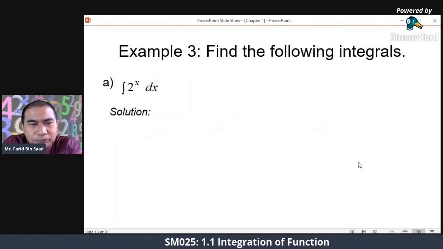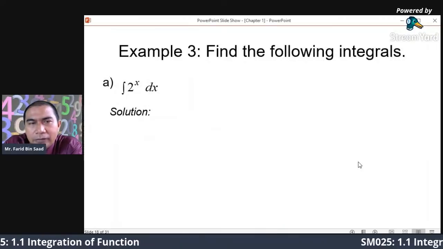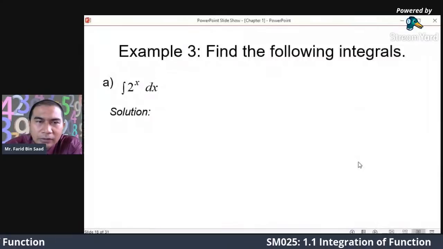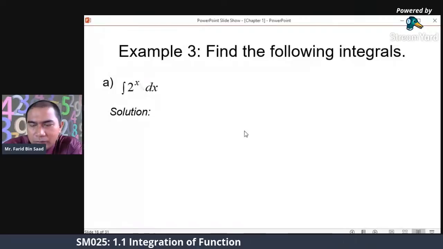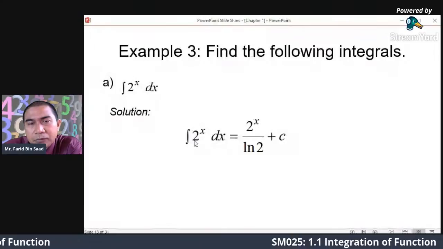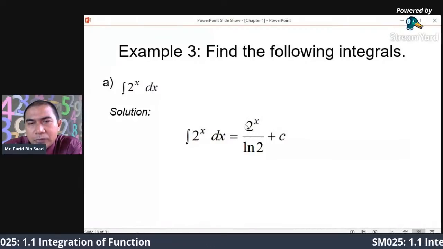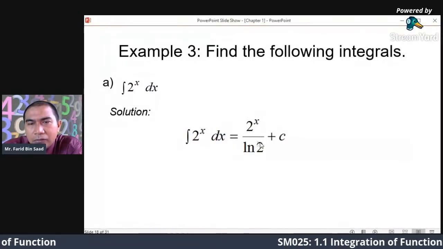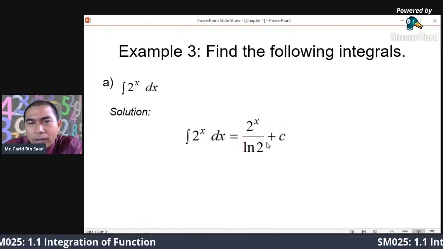Example 3. Find the following integrals. Integrate 2 power of x dx. There is base 2 here, and the function f(x) is equal to x. You can use the formula if you remember it. So integrate 2 power of x dx is equal to the question itself, 2 power of x, divided by ln to the base, base 2, ln 2, then differentiate the power. Differentiate the power, we get 1.